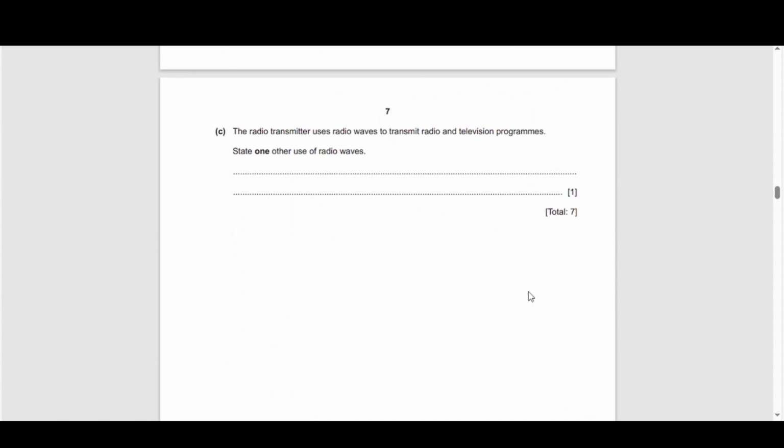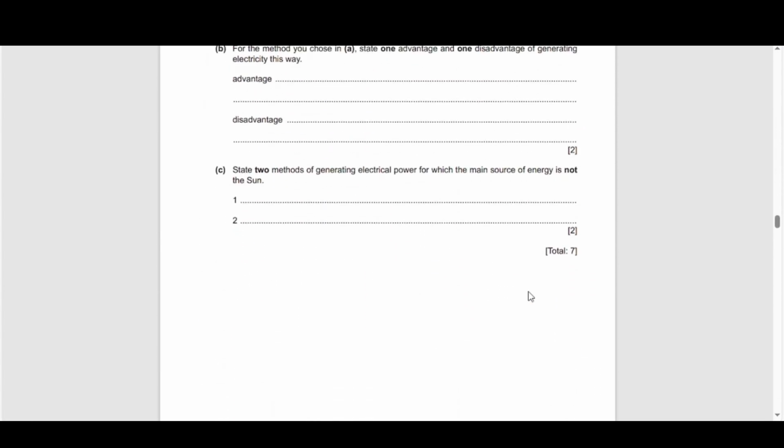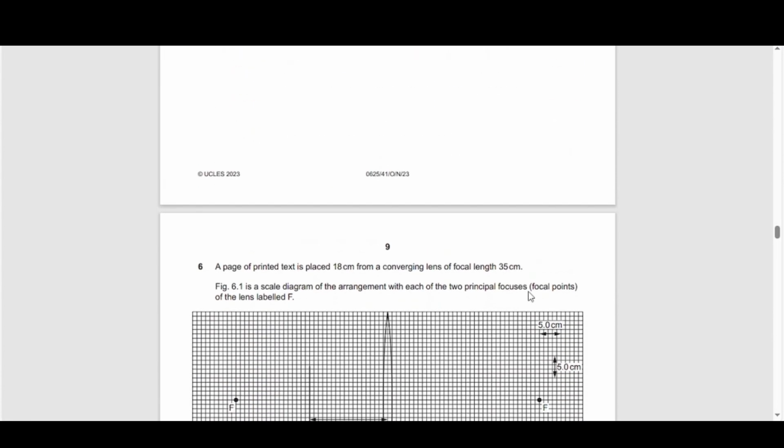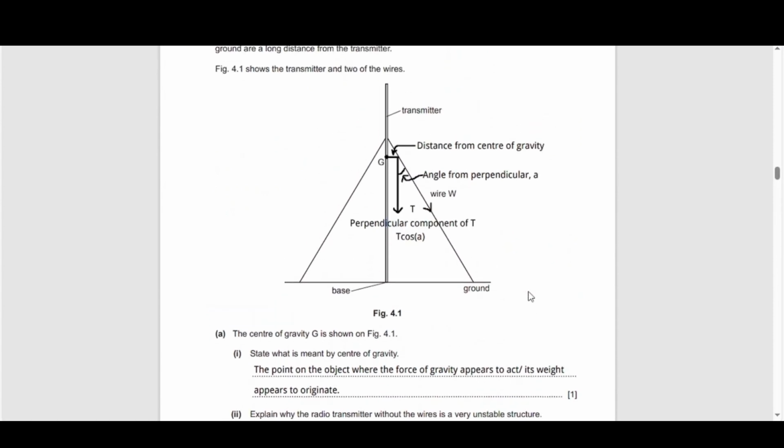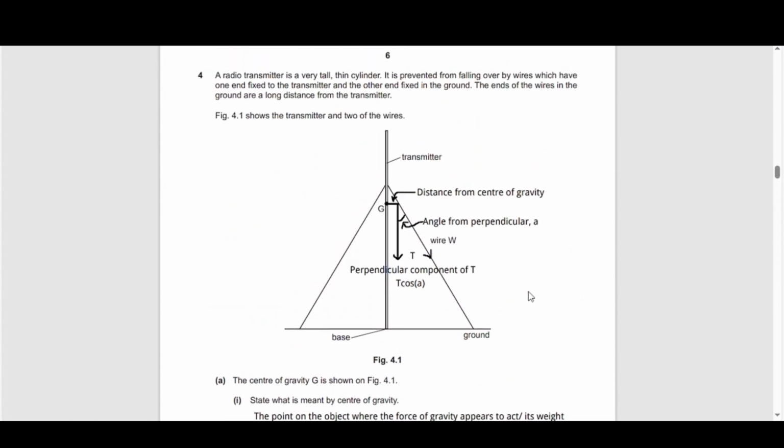Okay, so the last question is around the use of radio waves, which is not a chapter we've done yet, but there will be a video coming out for it soon. Okay, so I think that's all the questions in this paper. So let's move on to the next paper.